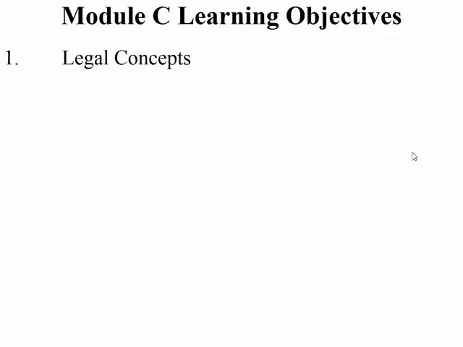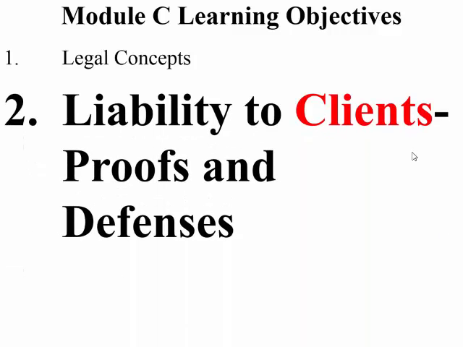Okay, Module C, Learning Objective 2, we are going to talk about liability to clients. And specifically, we're going to talk about what would a client have to prove if they were to sue an auditor, and what are the defenses that are available to an auditor if a client sues them.